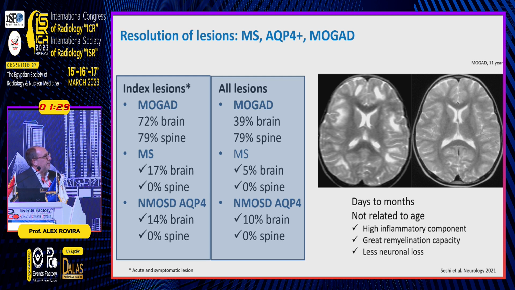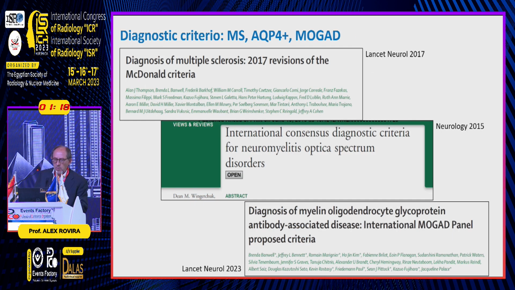This is not the case with MS, in which the tissue destruction is there, also in NMOSD, and therefore most of the lesions remain visible on follow-up images. So I will finish here. I think that we, as radiologists, play a very important role in suggesting these three different diagnoses. We have to be familiar with the different diagnostic criteria that have been published.